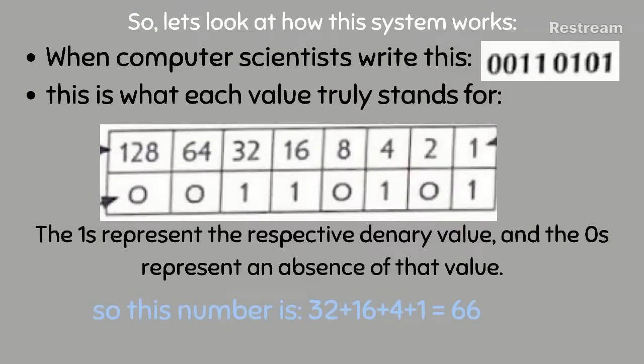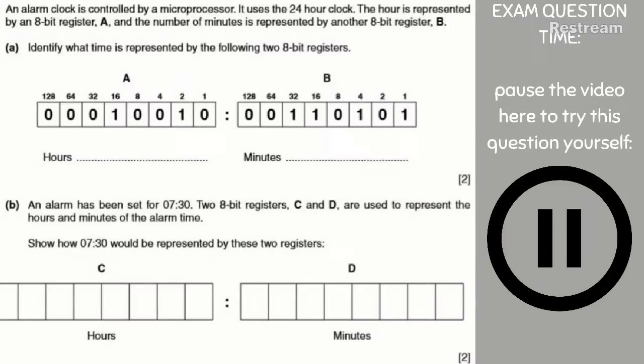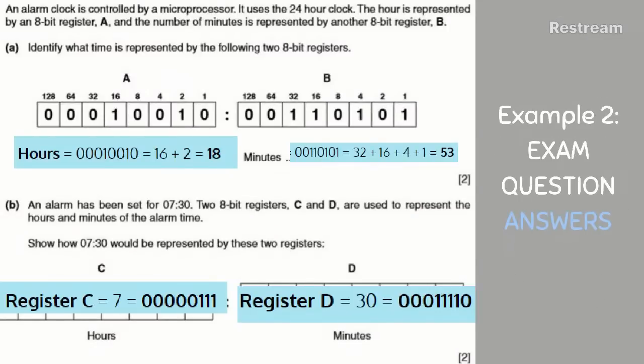So let's look at how the system works. When computer scientists write like that, that is what each value truly stands for. Now the ones represent the actual respective value and the zeros represent the absence of that value. Okay, there's an exam question if you want.